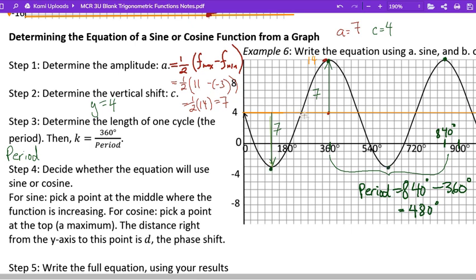You could have also gone from the central axis to the central axis. But do you know what a possible mistake would be? If you went from the central axis to the central axis, well, that's only half of the cycle. So I would go from peak to peak or trough to trough. Now let's put that into our equation. Is this 3 over 4? I think so. So we have a k value of 3 over 4.